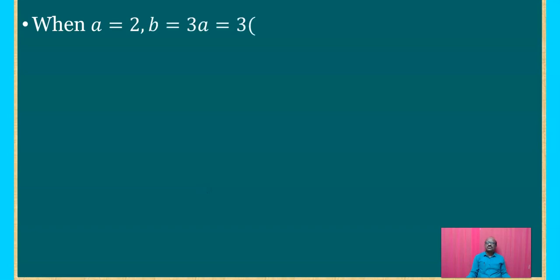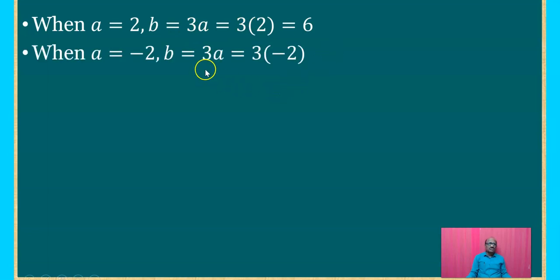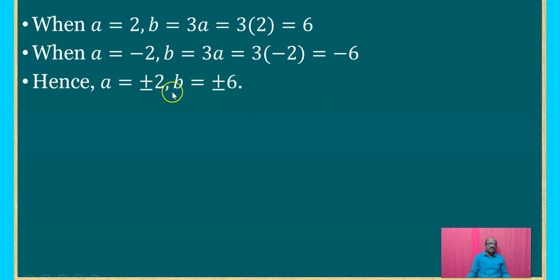When a is equal to 2, then b is equal to 3 into a, that is 3 into 2, which is 6. And when a is equal to minus 2, then b is equal to 3 into a, that is 3 into minus 2, is equal to minus 6. Hence, a is plus or minus 2 and b is plus or minus 6.